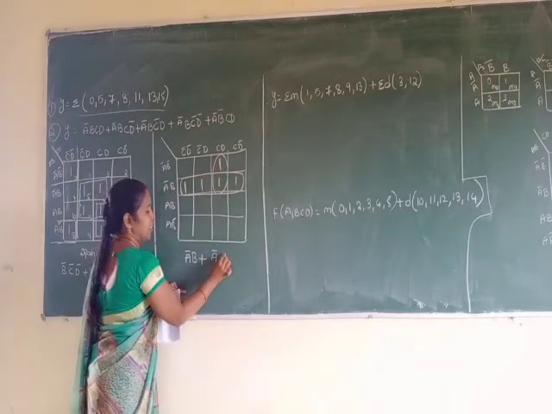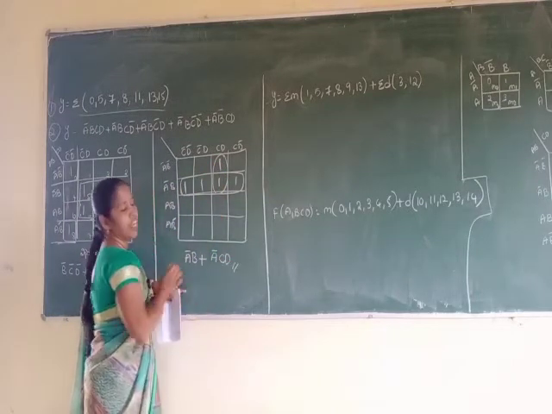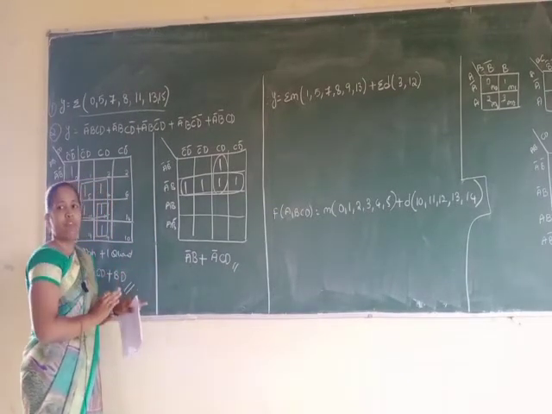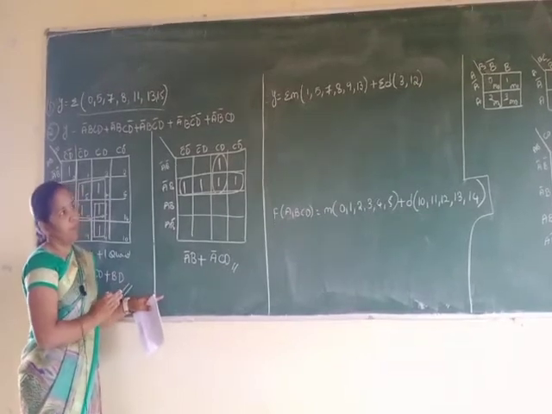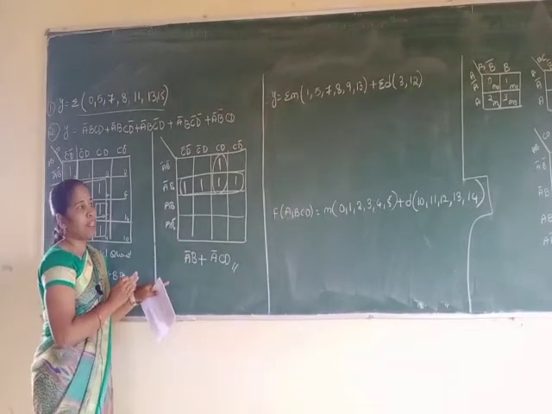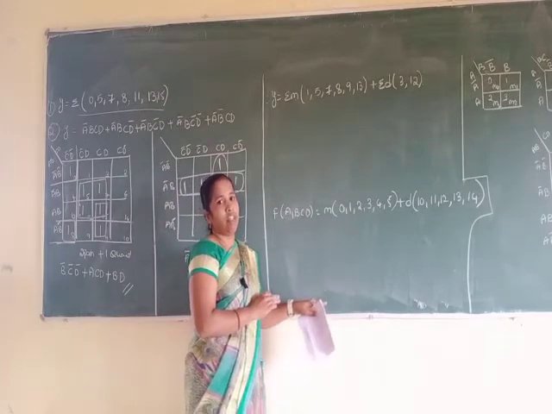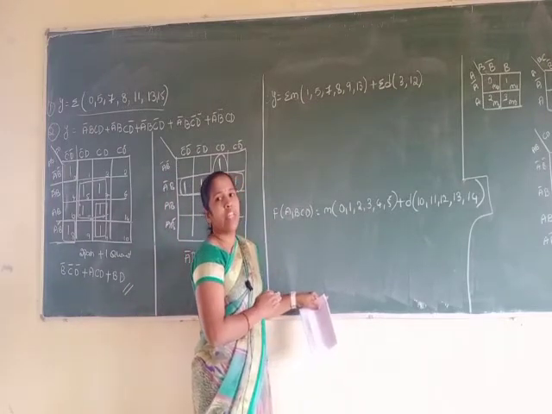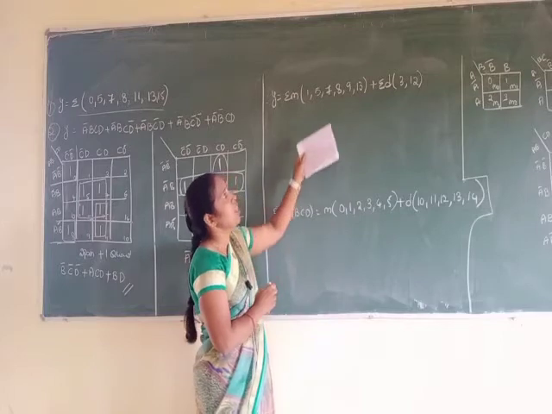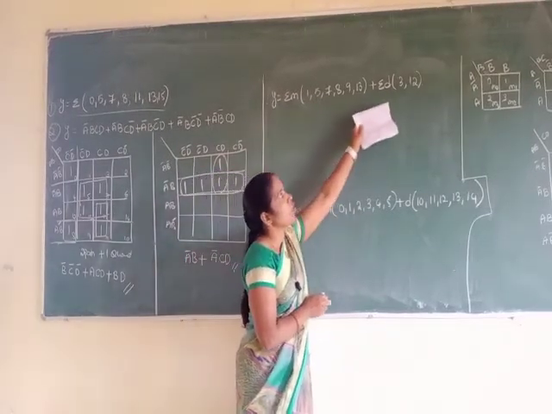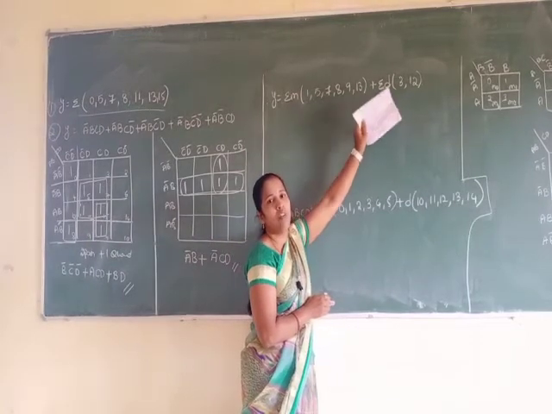And here it is C, D. Again, reduced expression, right? So these two are examples of the 4 variable K map. Now the special case you have is nothing but the don't care condition. So they will give a set of min term values, along with that plus don't care min term values also.